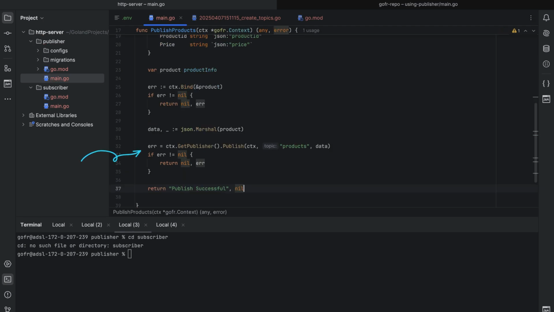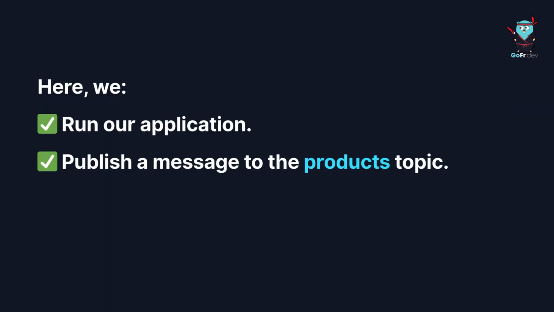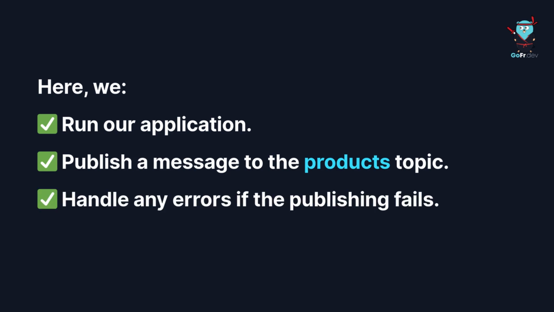Now to publish the incoming data, we call ctx.GetPublisher().Publish, passing the context, that is GoFr's context, the name of the topic, that is products, and the message that needs to be published as a slice of bytes. So we would first need to marshal the data before publishing it. At the end, we just return a success response in case of no error. So for reference, here we run a GoFr application, then publish a message to the products topic, and then handle any errors if the publishing fails.